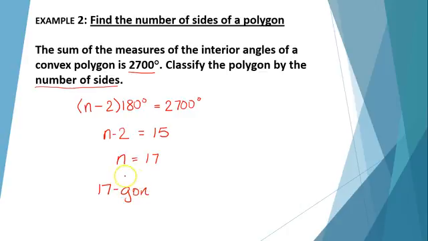17-gon, and this is how you would write it. Okay, there we go. Now I think I have one more example for you on interior angles. So let's take a look at that one.